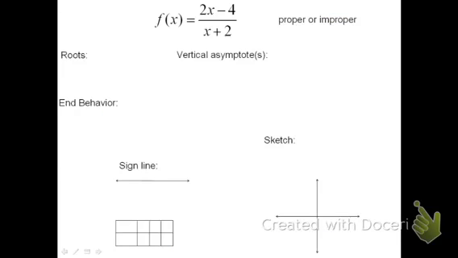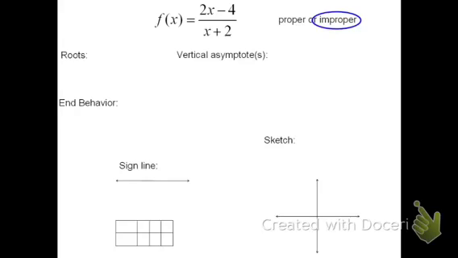All right, for the next one. This one is f of x equals 2x minus 4 over the quantity x plus 2. Because, again, we have a 2x over an x, this is, again, an improper fraction. 2x over x, when you reduce it, becomes a 2, so that's going to help describe the end behavior.